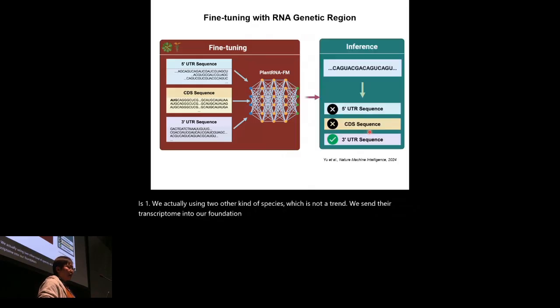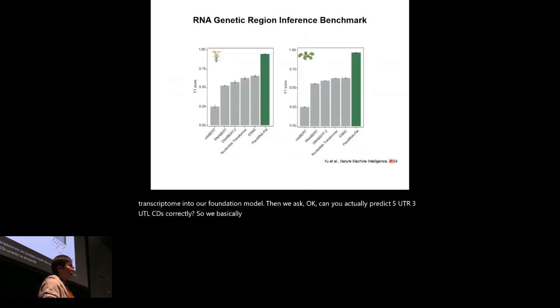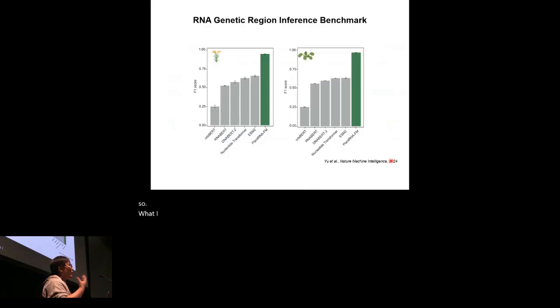Then we asked, can you predict the 5-UTR, 3-UTR, and CDS correctly? We got really high performance, higher than popular methods like ESM2 or BERT. Think about it: we trained on plant-specific transcriptomes, so it learned plant species annotation far better. So this is what I say: it really depends on what you want to learn, and then your learning library is really important.